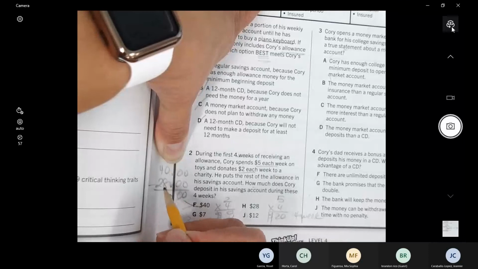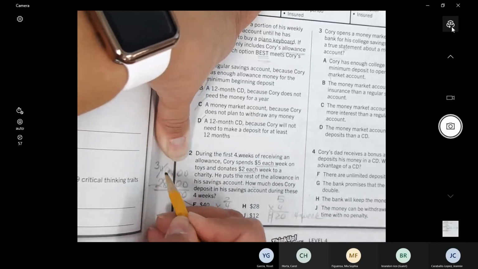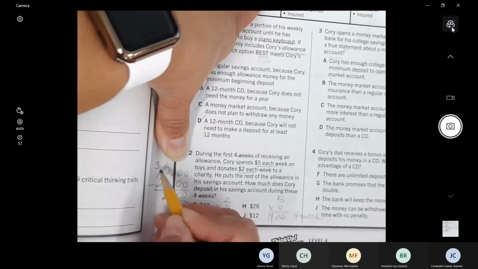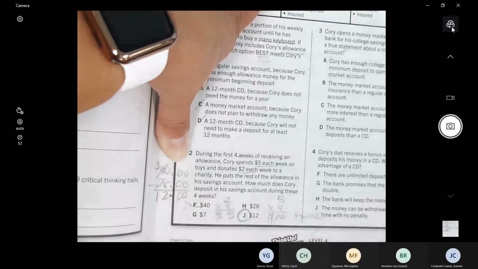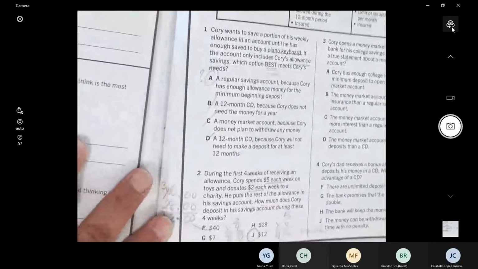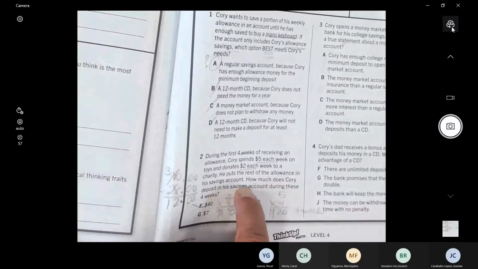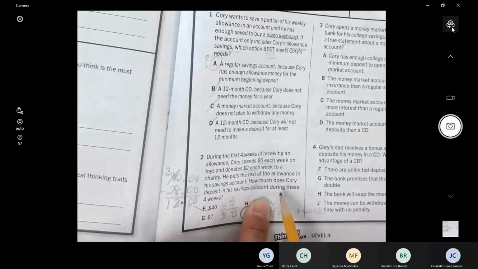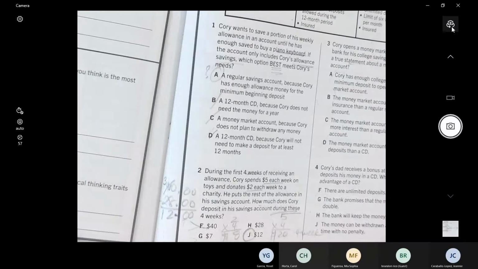And can I subtract 0 minus 8? No. So I have to take away from this 4. It becomes a 3. 1, 10 minus 8 is 2, and 3 minus 2 is 1. So he actually only deposited $12. How much does Corey deposit in his savings account during these 4 weeks? The answer is $12.